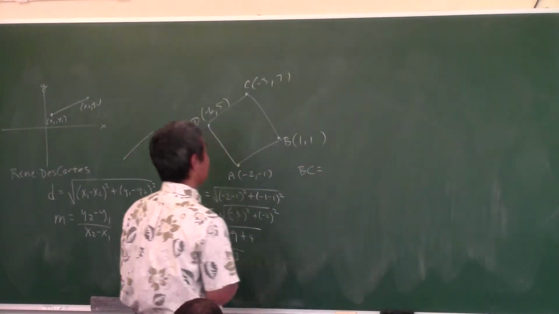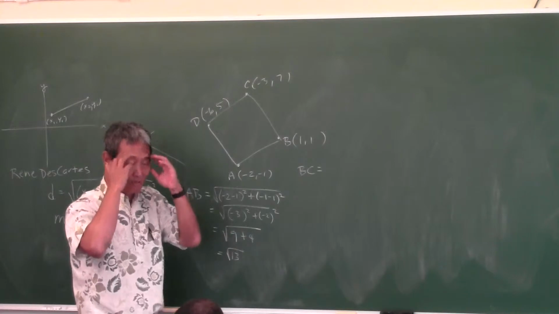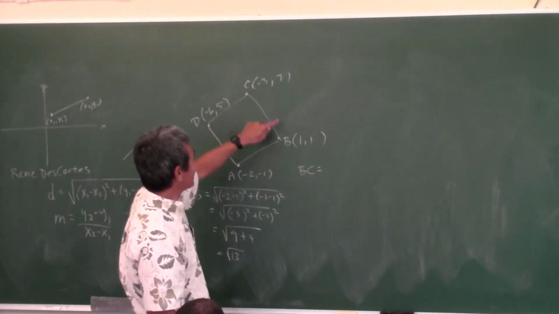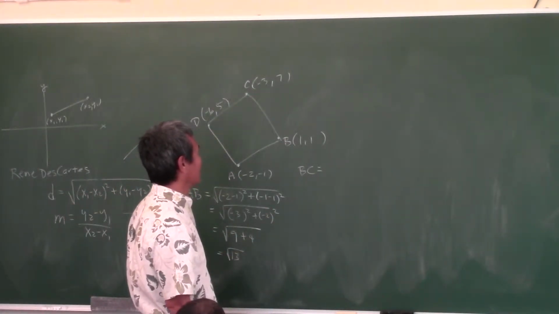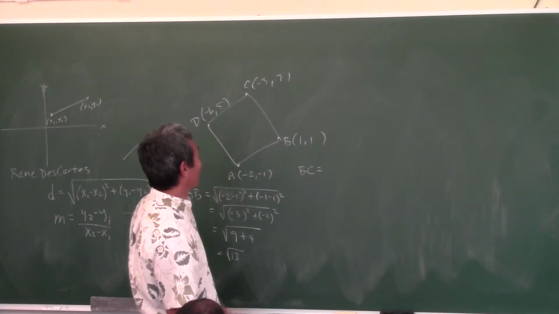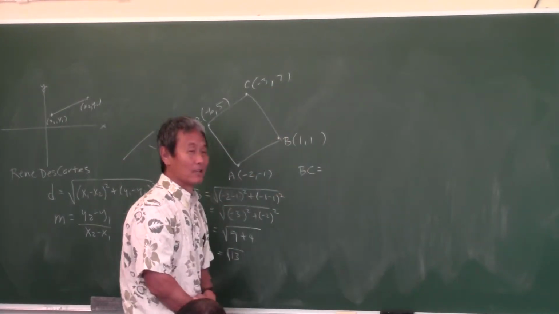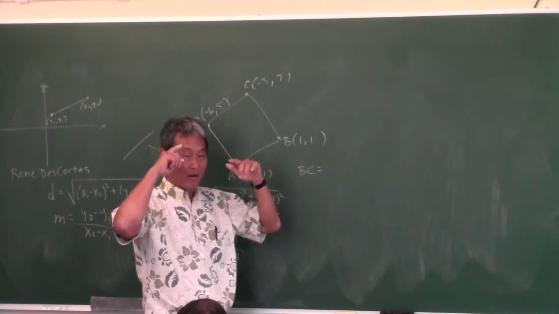Okay, what about BC? Here, let me teach you some arithmetic tricks. What's the difference of the x coordinates? 4. What's the difference of the y coordinates? 6. Okay, square each of them.